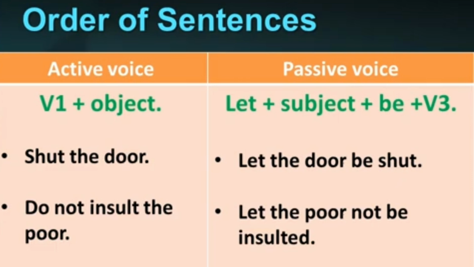The next example is about negative imperative. The sentence is do not insult the poor and the passive voice would be let the poor not be insulted. The word do we will omit in the passive voice, we just use not in the passive voice.